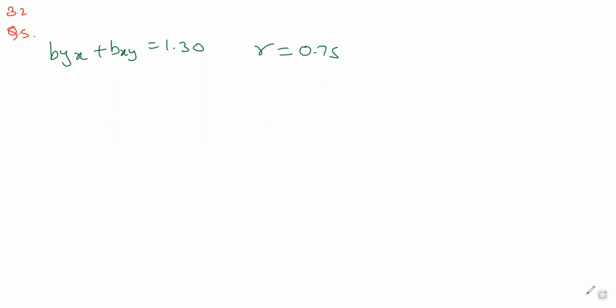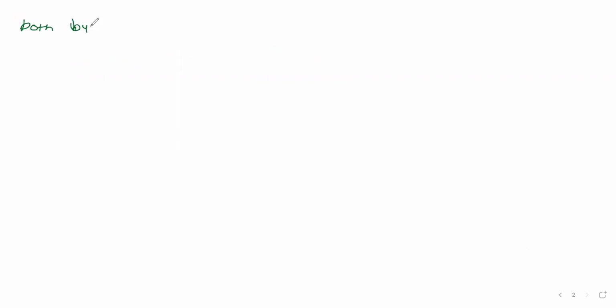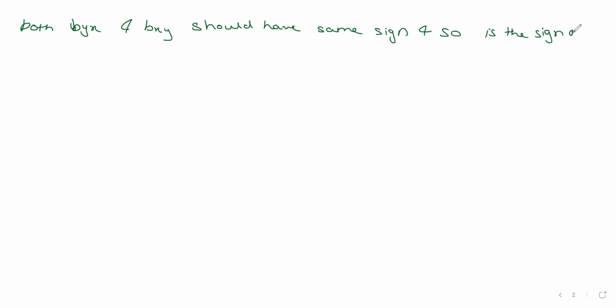So what are the properties of regression coefficients that we'll see? First property is both byx and bxy should have the same sign. And so is the sign of r.